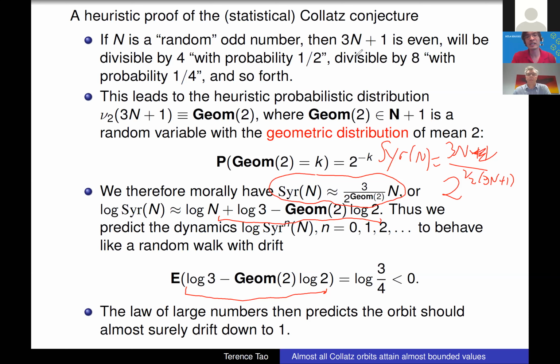Incidentally, this heuristic also predicts that if you replace, for example, 3n plus 1 by 5n plus 1, then the log of 5/4 is now positive, so you get positive drift, and now the conjecture should be that most orbits go off to infinity.